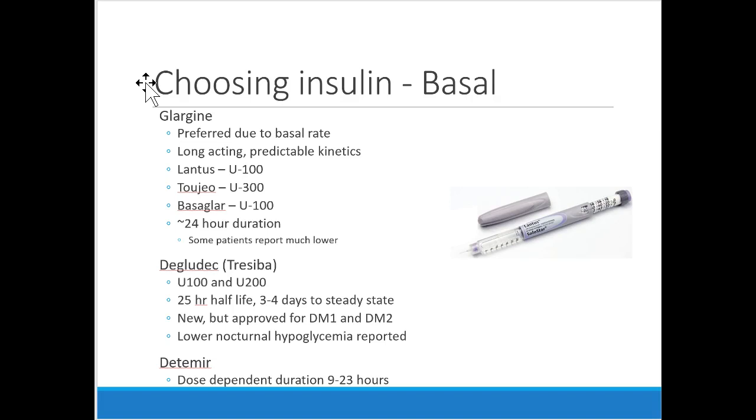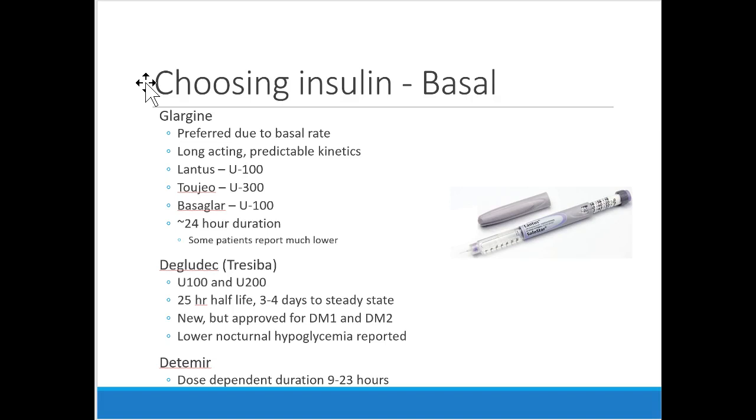Again, I said some people's kinetics vary. Some people absorb it faster from the subcutaneous tissue, some people slower, so it could make it so you want somebody to do it twice a day. I've never seen Glargine 3 times a day, but twice a day isn't uncommon. Once a day is probably the most common way you'll see it dosed.